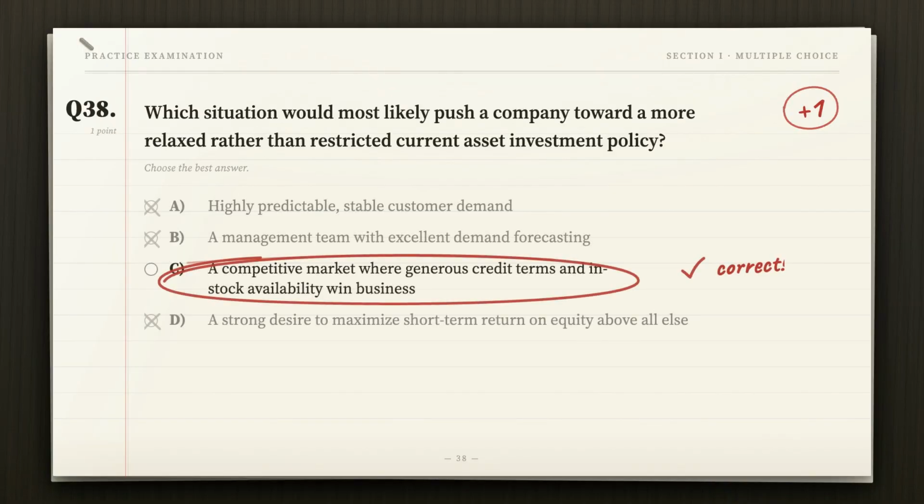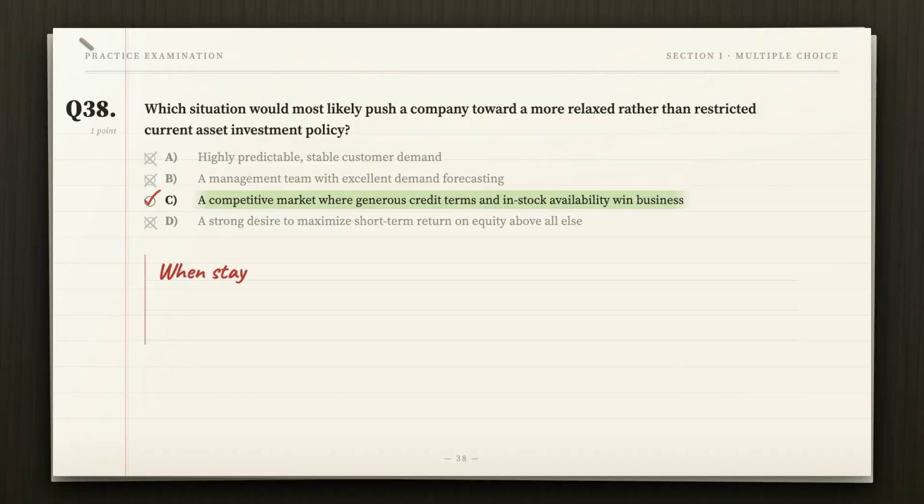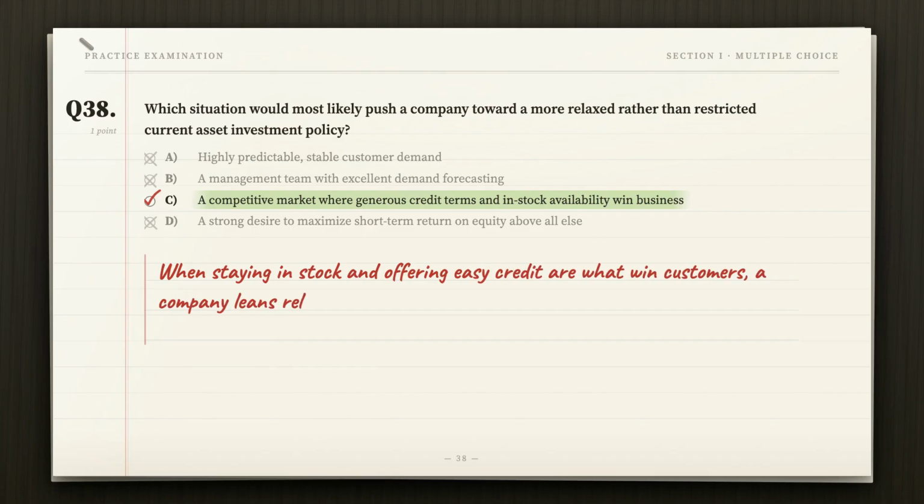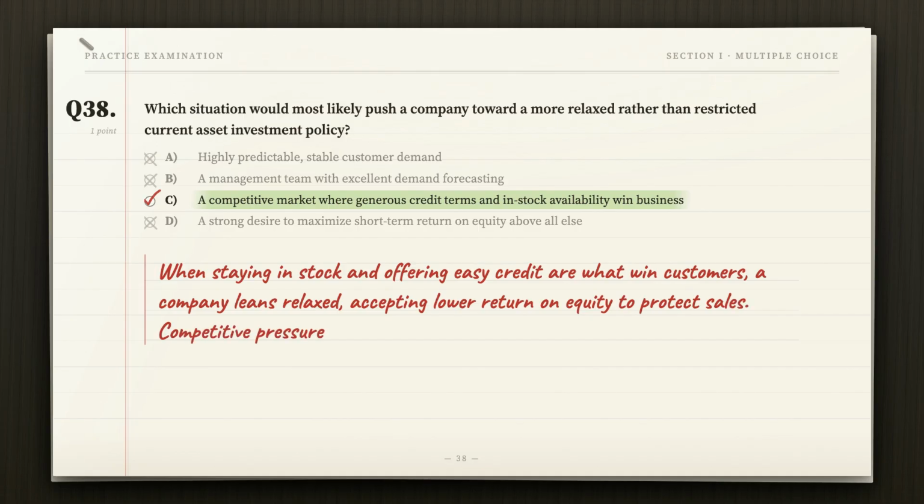The correct answer is C. A competitive market where generous credit terms and in-stock availability win business. C is correct because when staying in stock and offering easy credit are what win customers, a company leans relaxed, accepting lower return on equity to protect sales. Competitive pressure of that kind favors a thicker current asset cushion.